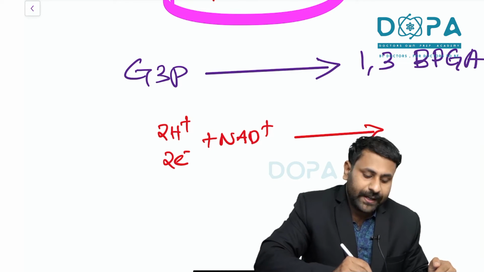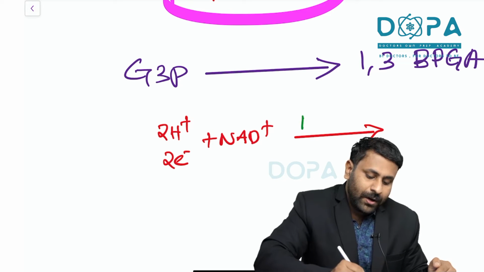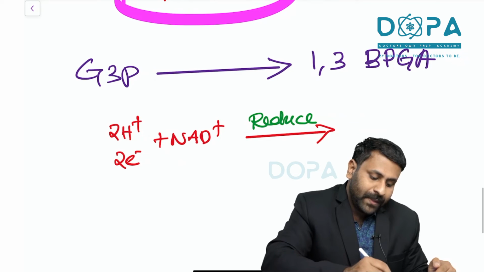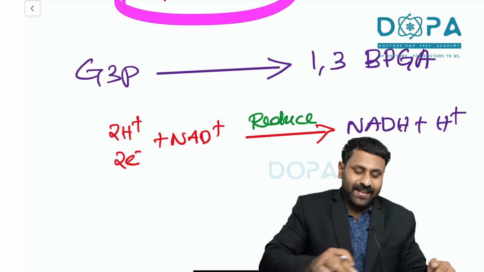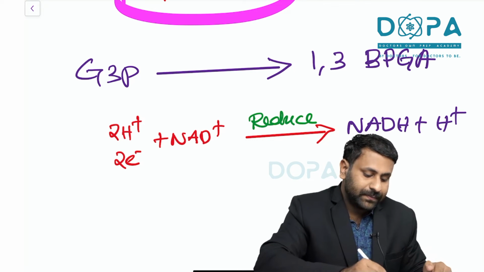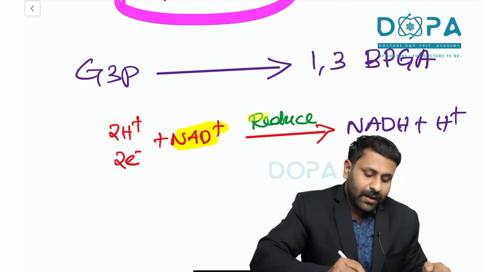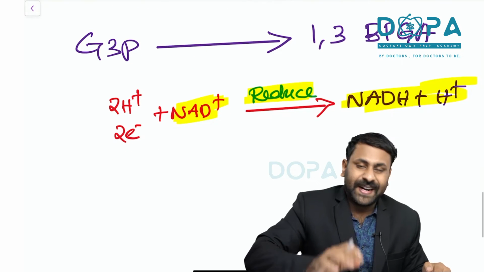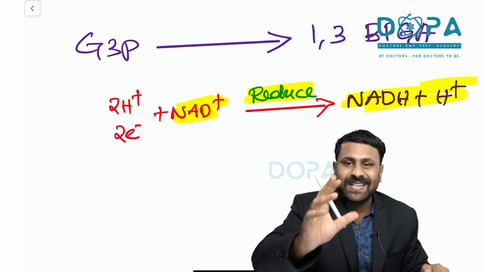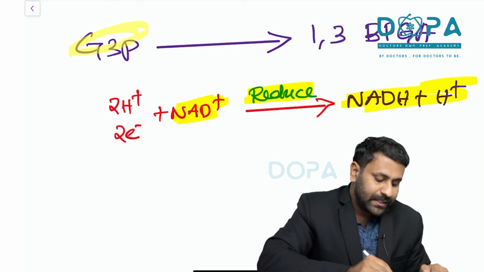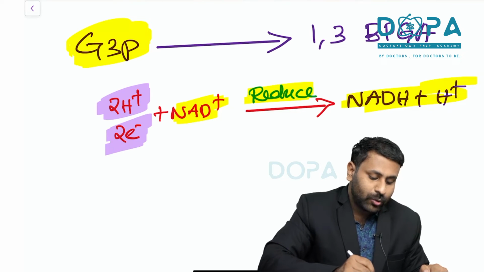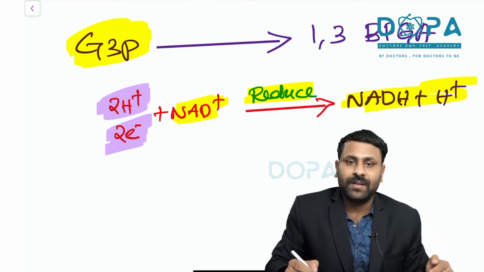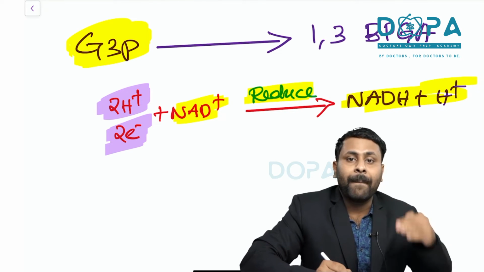Addition of hydrogen and addition of electron is called reduction. That's why NAD plus is reduced to form NADH plus H plus. Okay, how is NADH plus H plus formed? When NAD plus is reduced to form NADH plus H plus, the reduction process requires 2 protons and 2 electrons. That means hydrogen and electron. This hydrogen and electron are provided by G3P, glyceraldehyde 3-phosphate, which provides 2 hydrogen and 2 electrons. That means 2 protons and 2 electrons. That is the redox equivalent to the NAD plus. As a result, NAD plus is reduced to form NADH plus H plus.